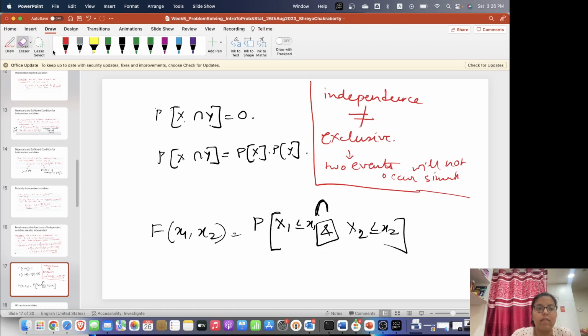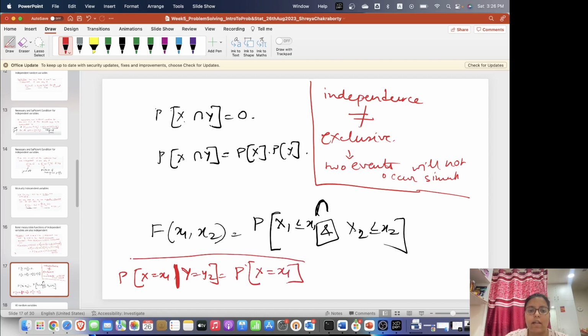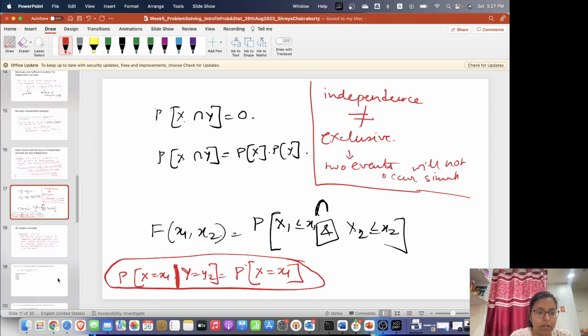But for independent events, the criteria for independence is: probability that X equal to x1 and, let's say, Y equal to y2 is the product of the two. So this is the criteria for independence. The probability that X equal to x1 given Y equal to y2 is the probability that X equal to x1. So it doesn't depend on what the value of y is. This is what we mean by independence. Yes, ma'am. Thank you. Okay, all right. Thank you for this question.